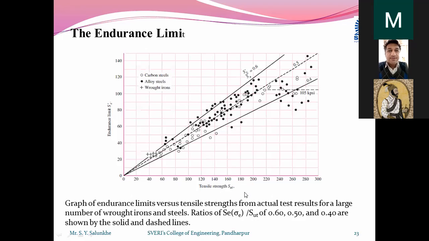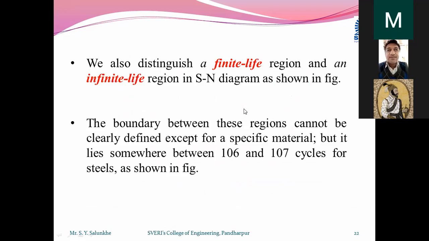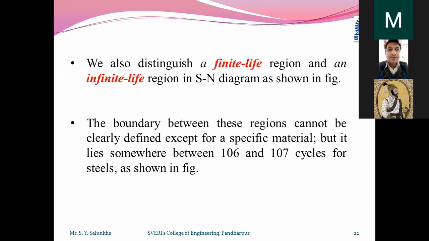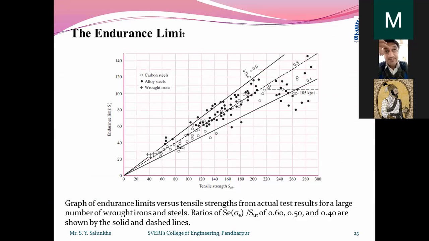Here we can see N, the number of cycles, taken on the x-axis. This is the elaborated one that we saw in the last lecture, and S means the value of the endurance limit. That's why it is known as the SN curve.